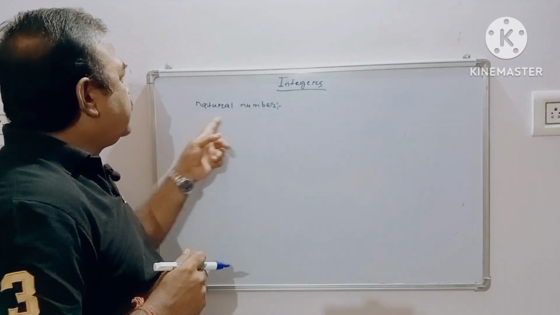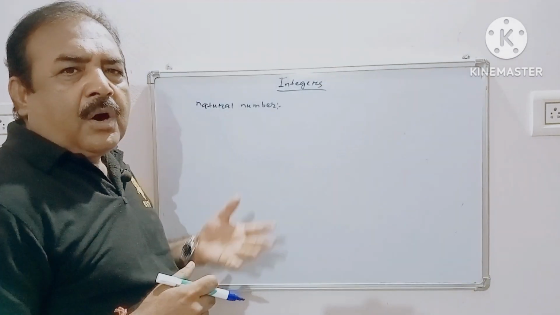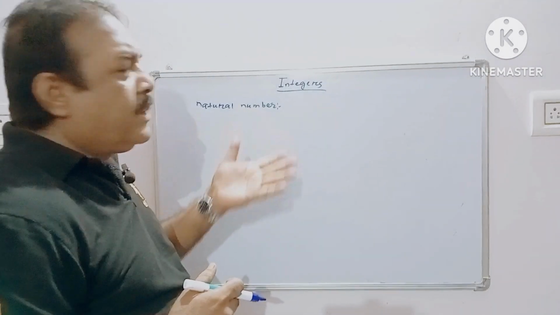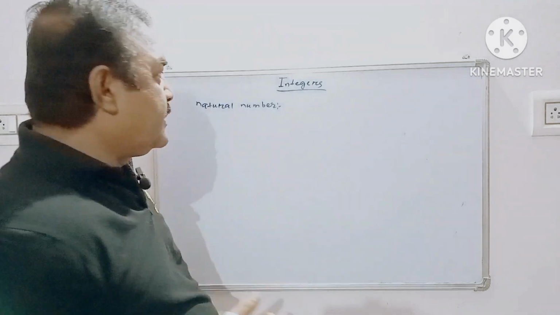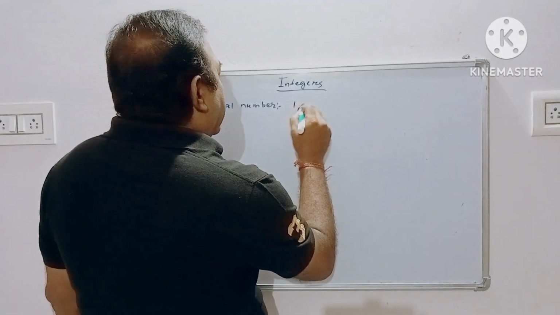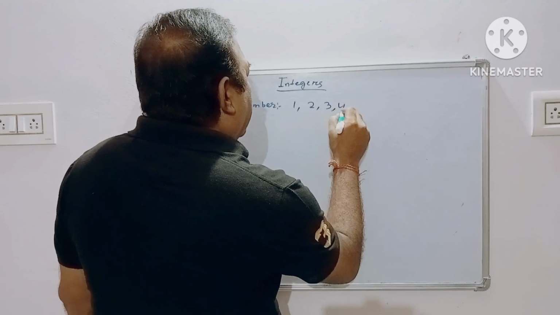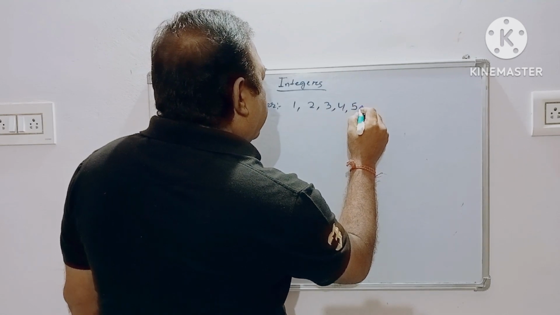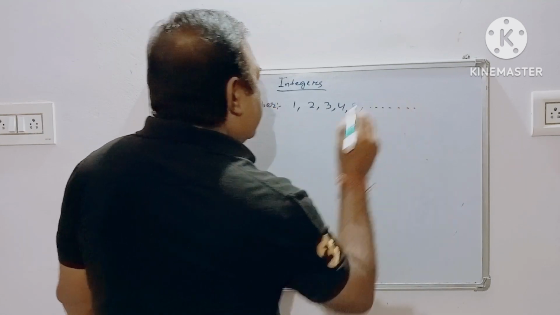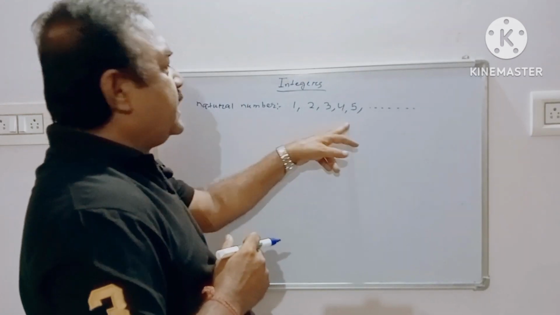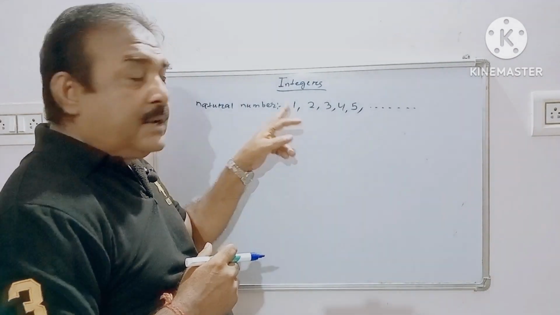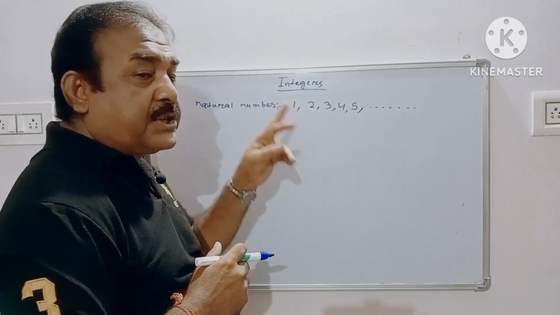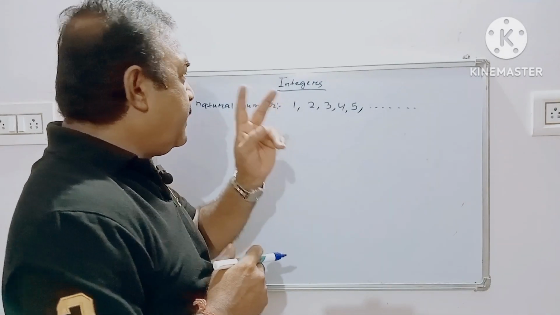You know what natural numbers are. All the counting numbers. When you start counting, we start counting from 1, like this: 1, 2, 3, 4, 5. So there is no greatest natural number. And since we started from 1, 1 is the smallest natural number. Remember it.